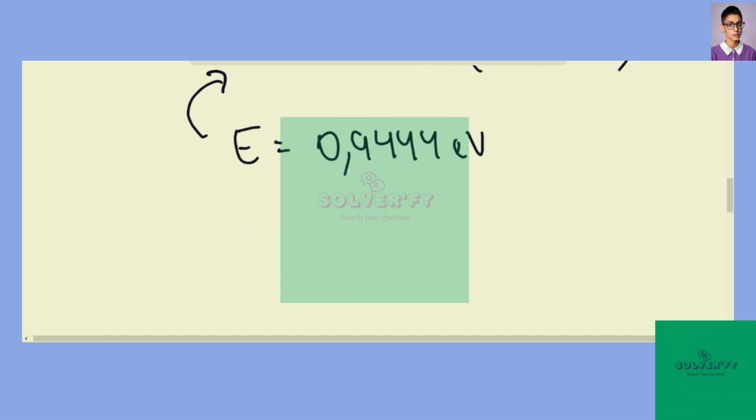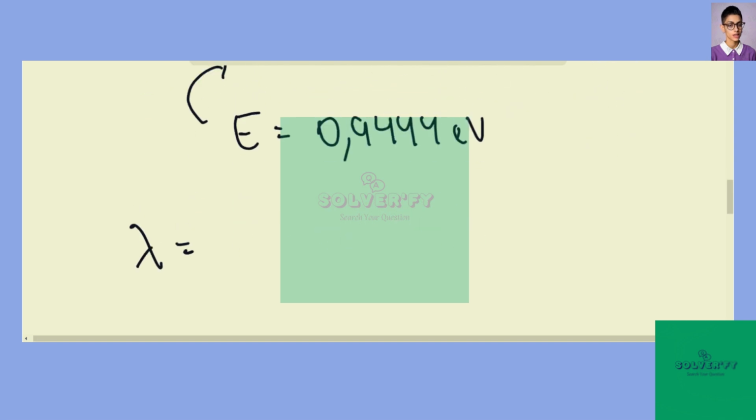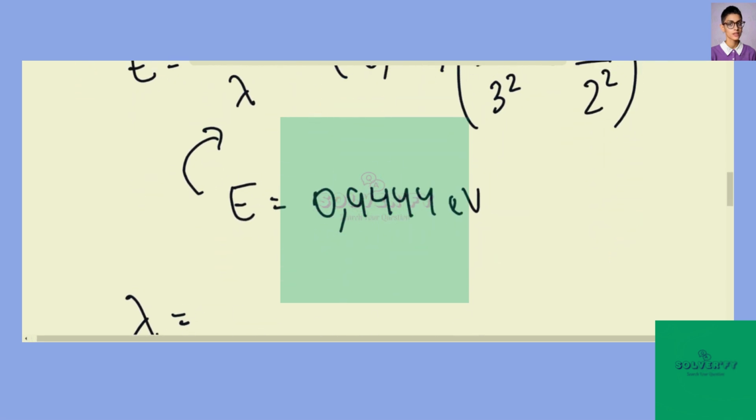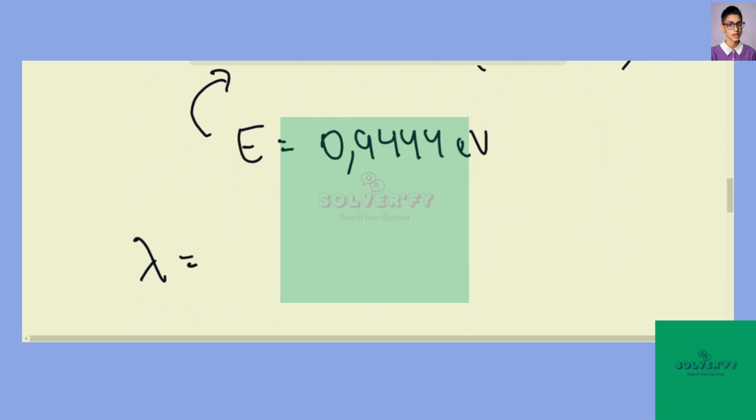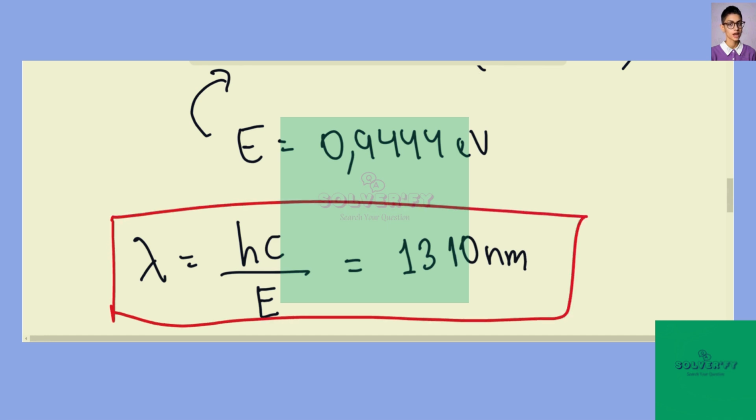From this, we need to obtain the wavelength, so we just solve for that. It is very straightforward from this equation: the wavelength is Planck's constant times the speed of light over the energy. We introduce all of these values and we obtain that the wavelength is 1310 nanometers. So that's the wavelength for this case. This is it for this problem.